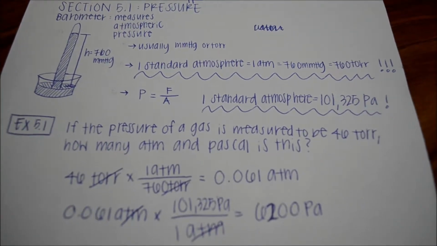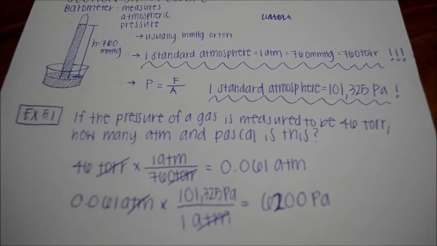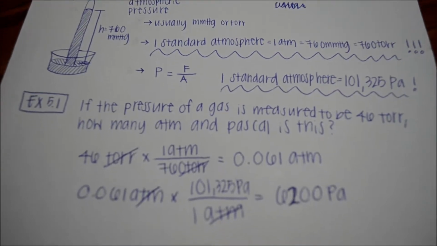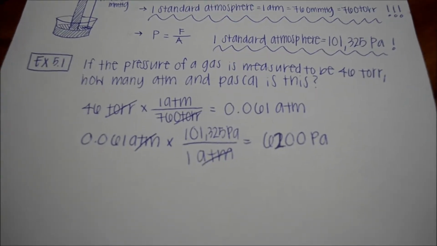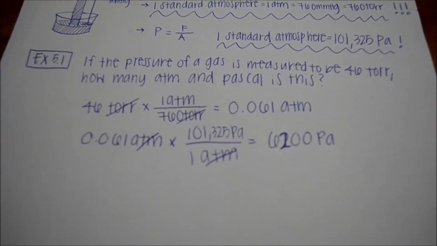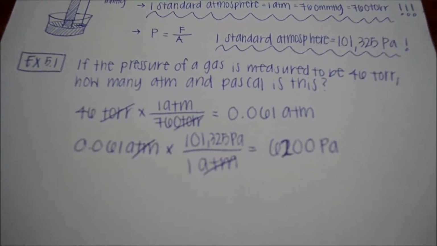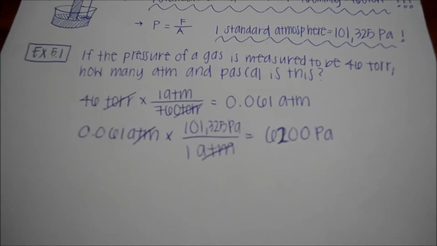So 46 torr, and 1 atm is 760 torr. Cancel units and multiply to get 0.061 atm. Now you take 0.061 atm and you do the unit conversion of 1 atm equals 101,325 Pascal, and that equals 6,200 Pascal.